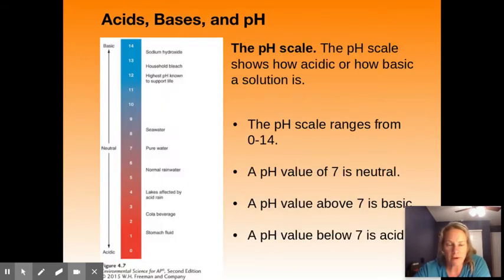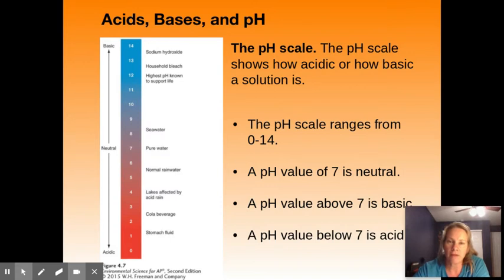All right, so here's our scale. So neutral is 7, and then anything above that is a base. Anything below that's an acid. And for life to function, we need to stay pretty close to the neutral range. So rainwater tends to be slightly acidic. Acid rain is pretty bad.